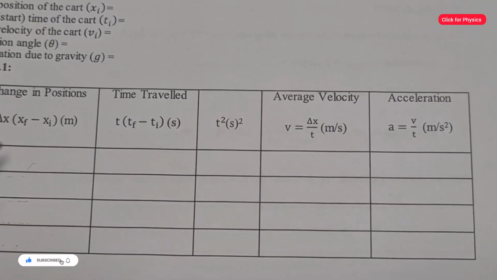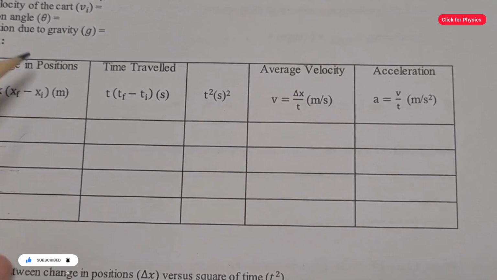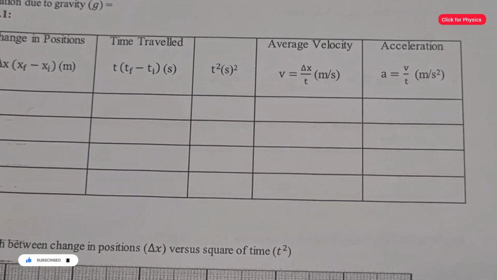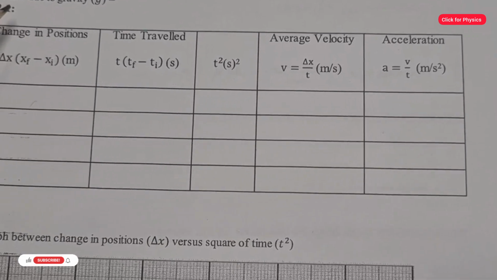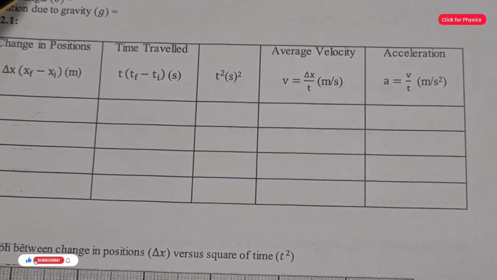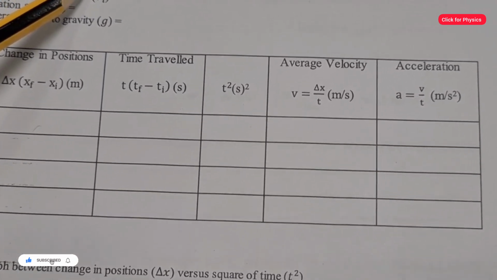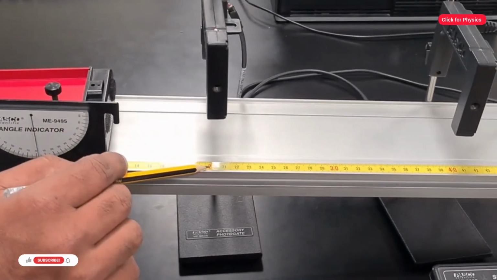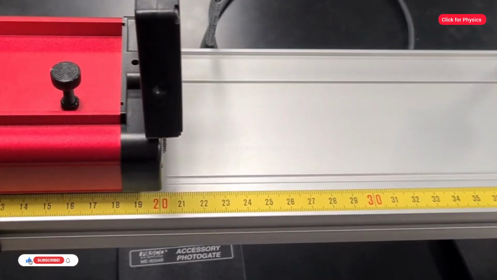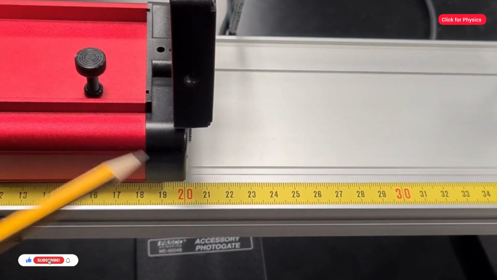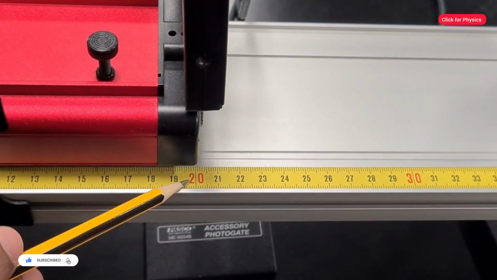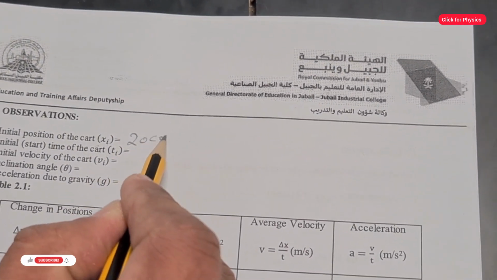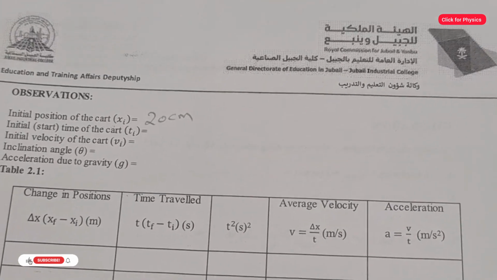So today I am going to explain how to fill the data in the table. Before we start filling this table, we have to see some information given at the top of the table. So what is given? Initial position of the cart, x1. Here we considered the initial position of the cart with respect to the first photo gate. We have to keep our dynamic track close to this 20. So by that the initial position of the cart is considered to be at 20 centimeters. So I am going to write this value here: 20 centimeter is our initial position of the cart.